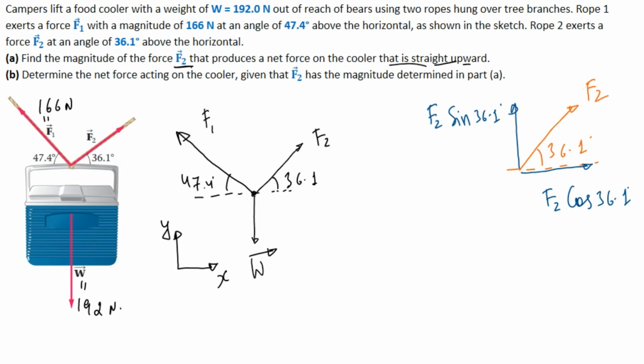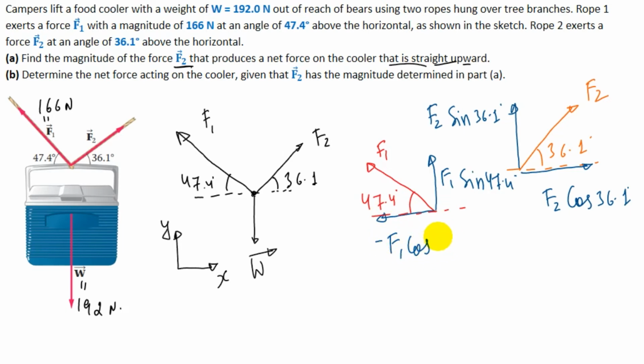Now F1 force also has components along the X and the Y direction, so this is our force F1, and this angle we have 47.4 degrees. Now along the Y direction we have F1 sine theta, theta we have 47.4 degrees. Now this component would be along the negative X direction, and this would be minus F1 cosine theta, theta we have 47.4 degrees. Now to find the magnitude of force F2, I'm going to apply Newton's second law of motion along the X direction.